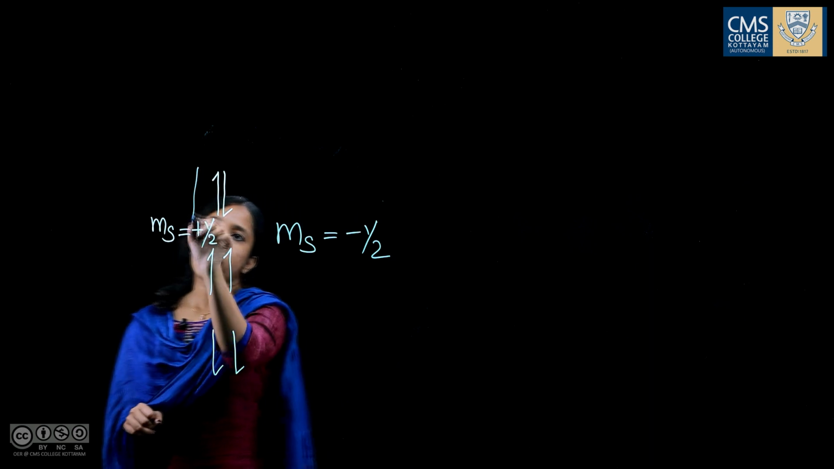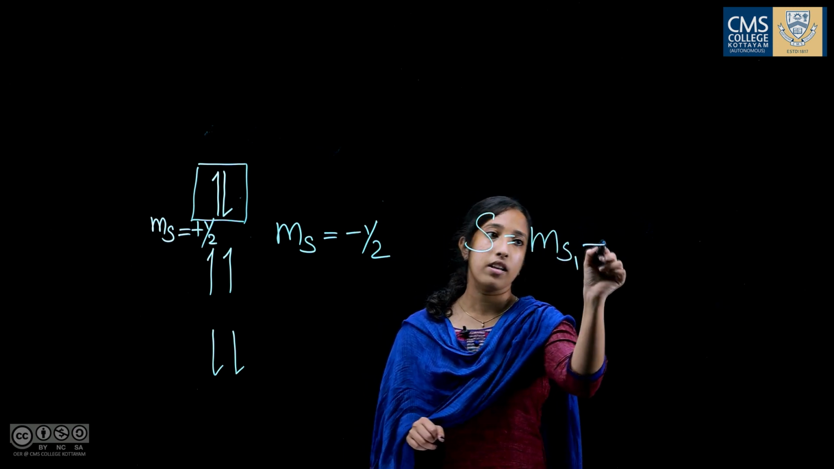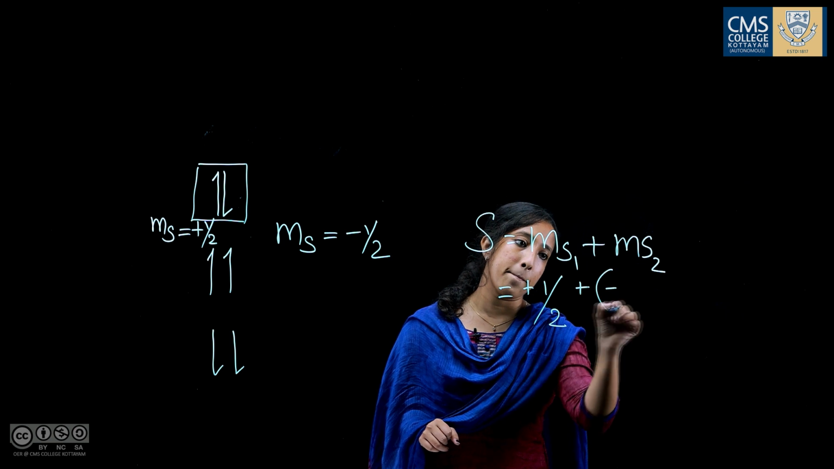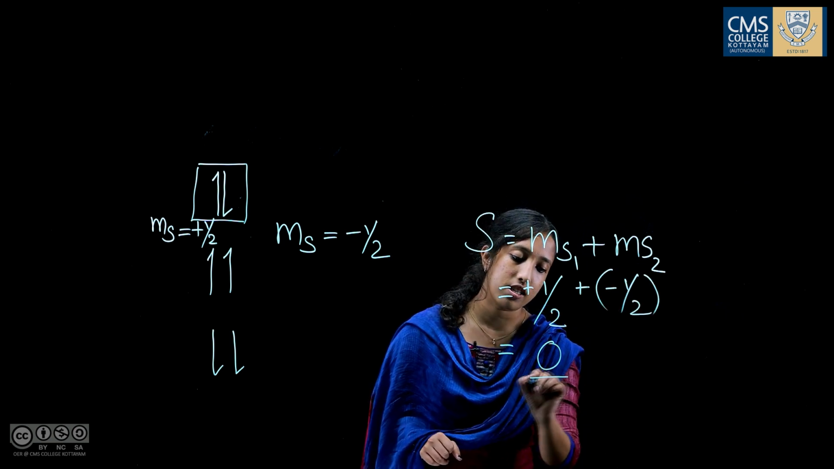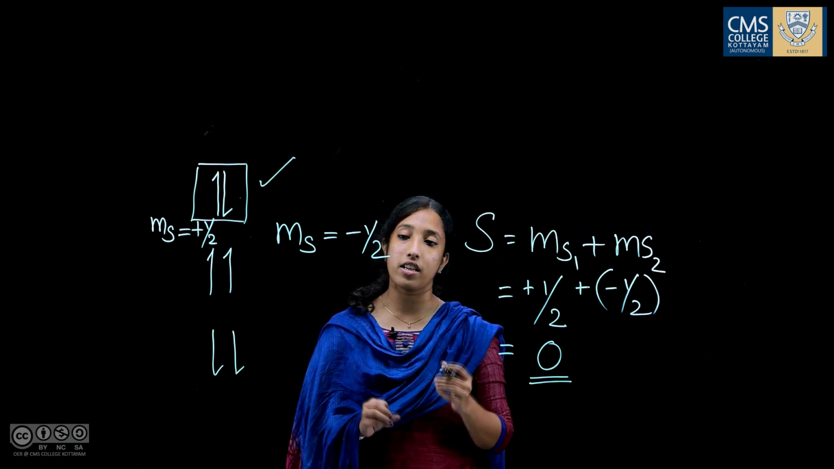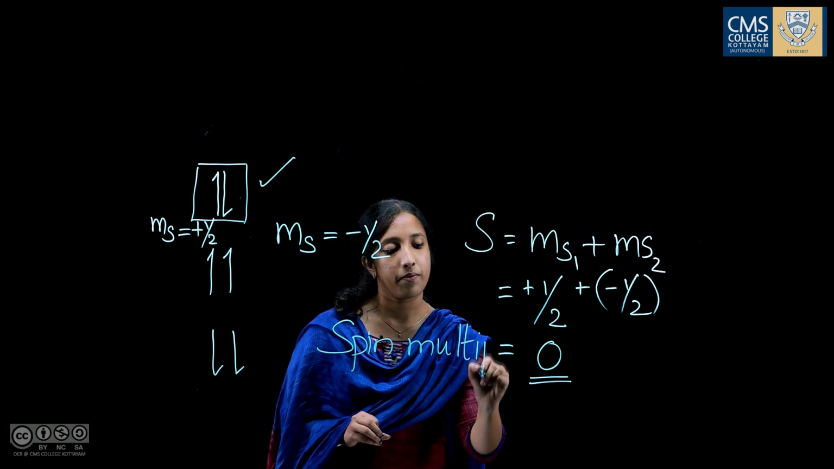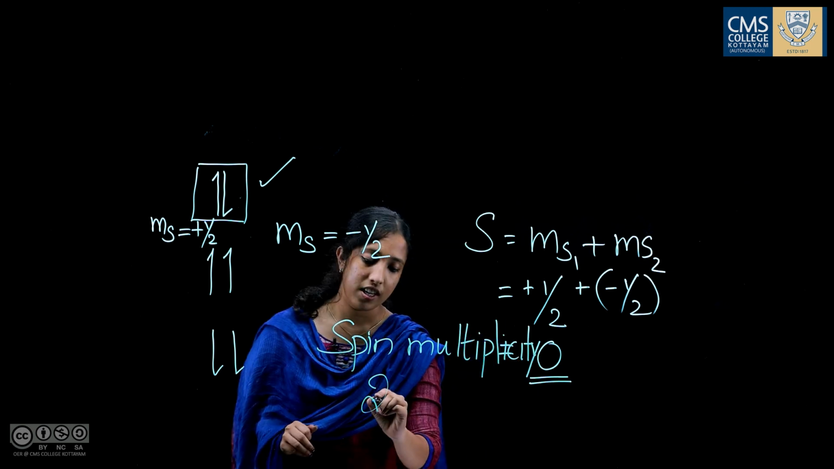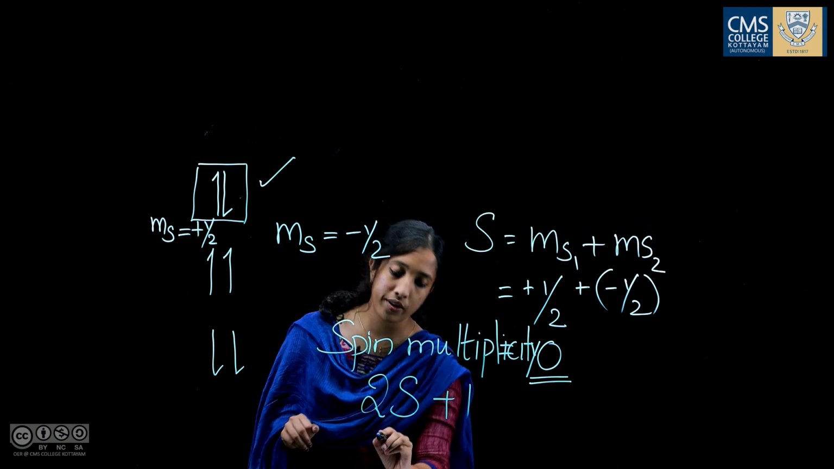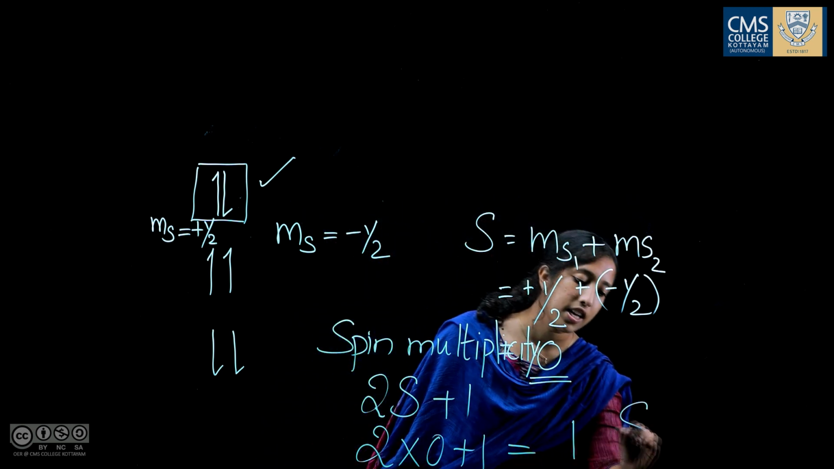When you take this particular orientation, the total spin can be calculated as ms1 plus ms2, that is plus half plus minus half, which is 0. So, the total spin of this orientation is found to be 0. Now, let us take another factor, that is the spin multiplicity. The spin multiplicity can be calculated with the equation multiplicity equals 2s plus 1. Substituting the s value for this orientation, which is 0, we get 2 into 0 plus 1, that turns out to be 1, and therefore this orientation is called the singlet state.